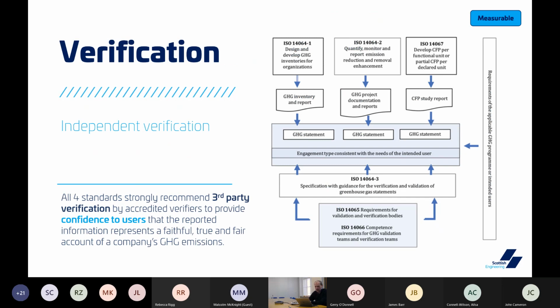And then you're going to want to look at verification. In this case, I'm looking at verification from an ISO point of view, but you want third-party verification. The reason is it provides independence, and it provides the user the confidence that what you're saying you're doing has been audited by an independent third party. It's not you just saying so. So verification allows you to move away from greenwashing, which is getting bad publicity at the moment.